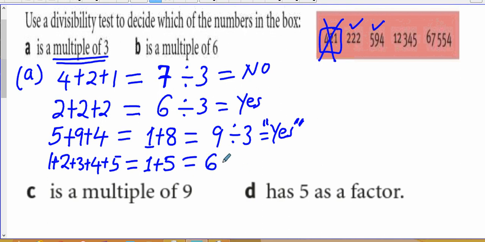Now, the question: is 6 divisible by 3? The answer is yes. Now, this yes answer suggests that this number over here is divisible by 3, or is a multiple of 3.